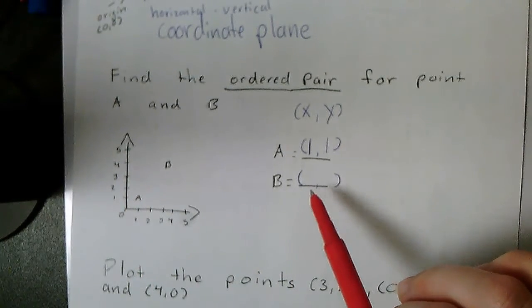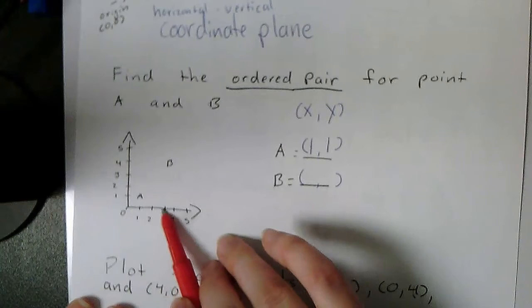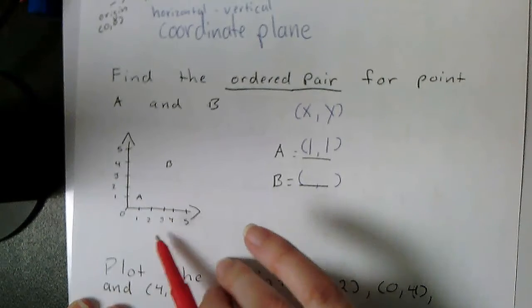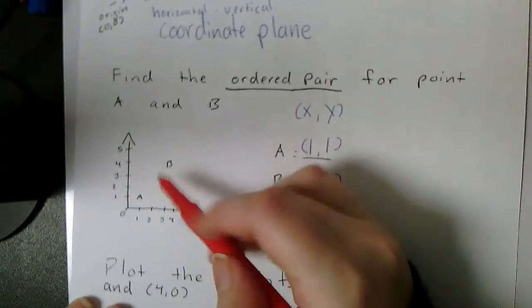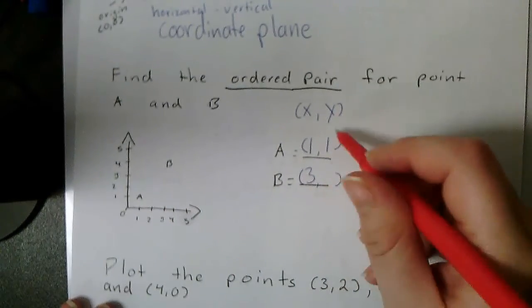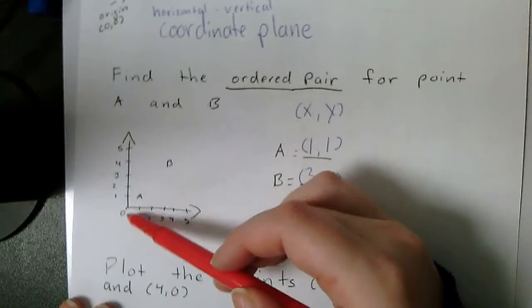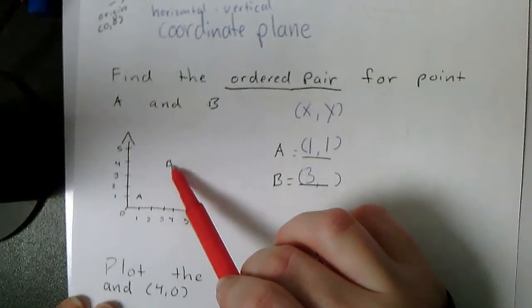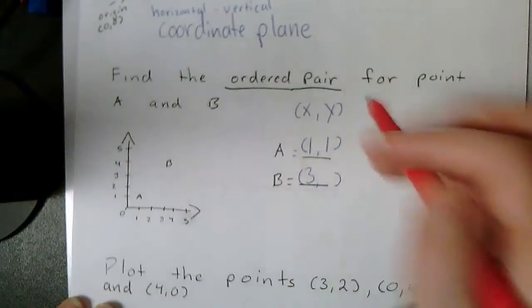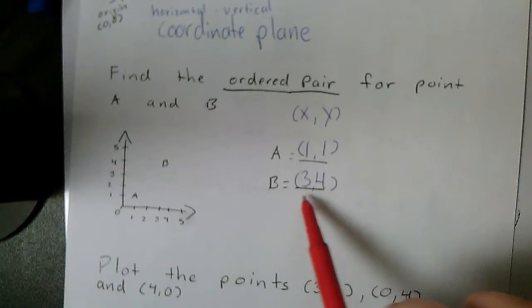Now for point B, I need to again find my x coordinate first. I'm going to see how far right point B has moved, and I see that point B is lined up with 3. So the x coordinate for B, or how far right B has moved, is 3 spaces, or just 3. Then I have to find the y coordinate, which tells me how far up my point has moved. Looking at my y-axis, I see what point B lines up with. Moving up and over, I see that B lines up with 4 on the y-axis. So the ordered pair for point B is (3, 4).